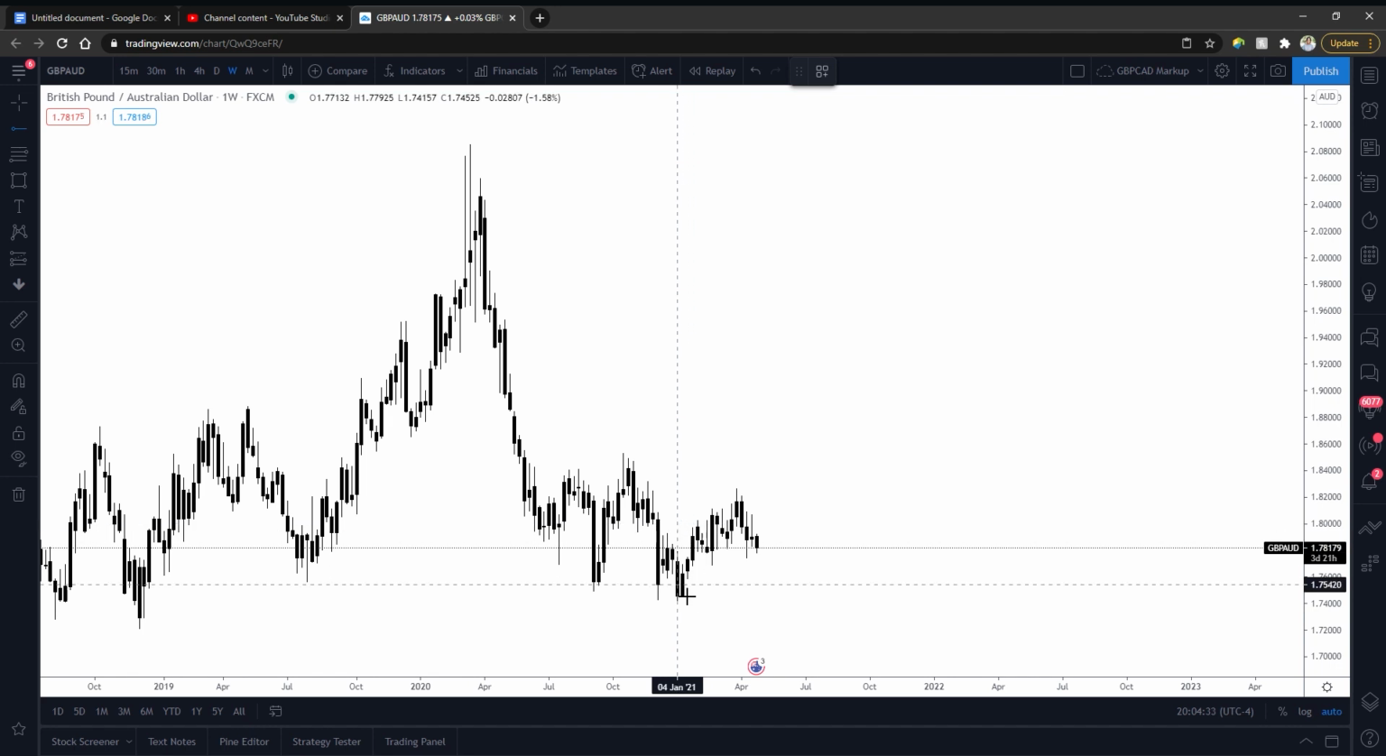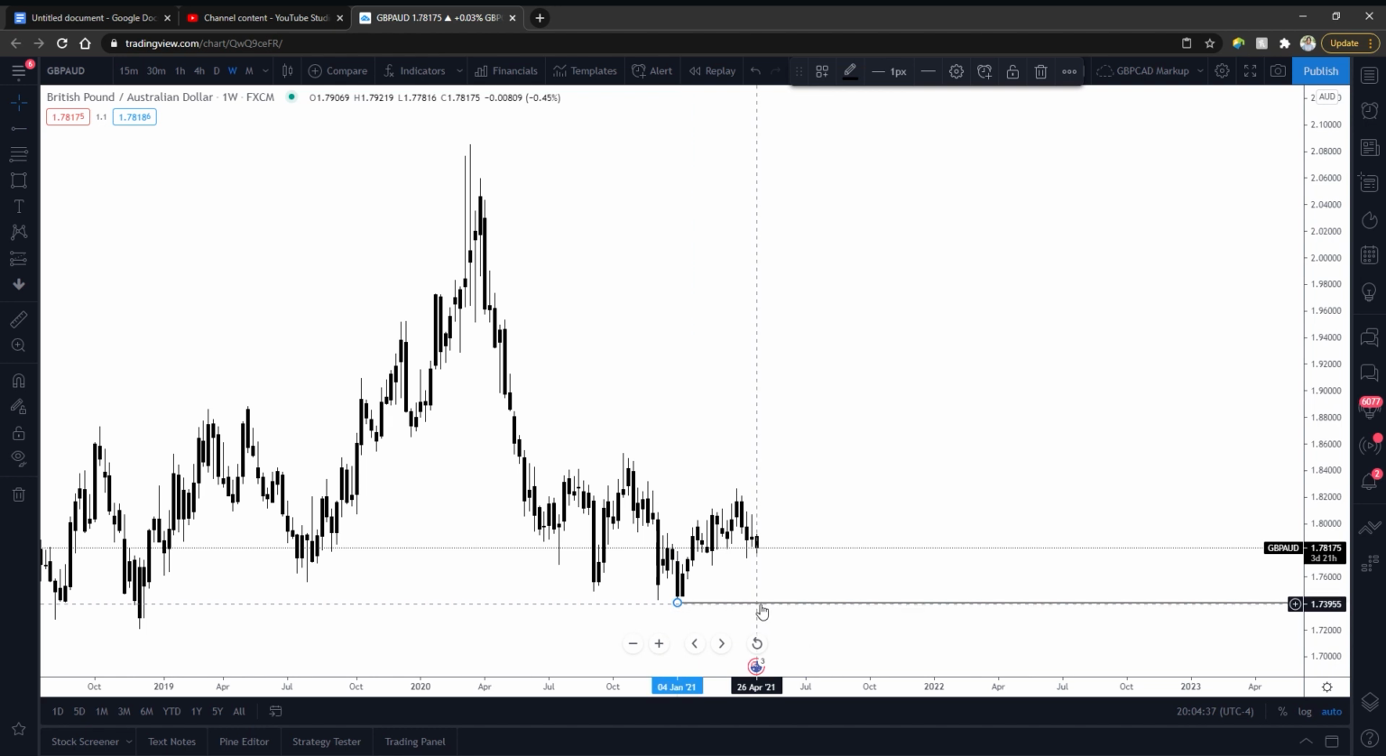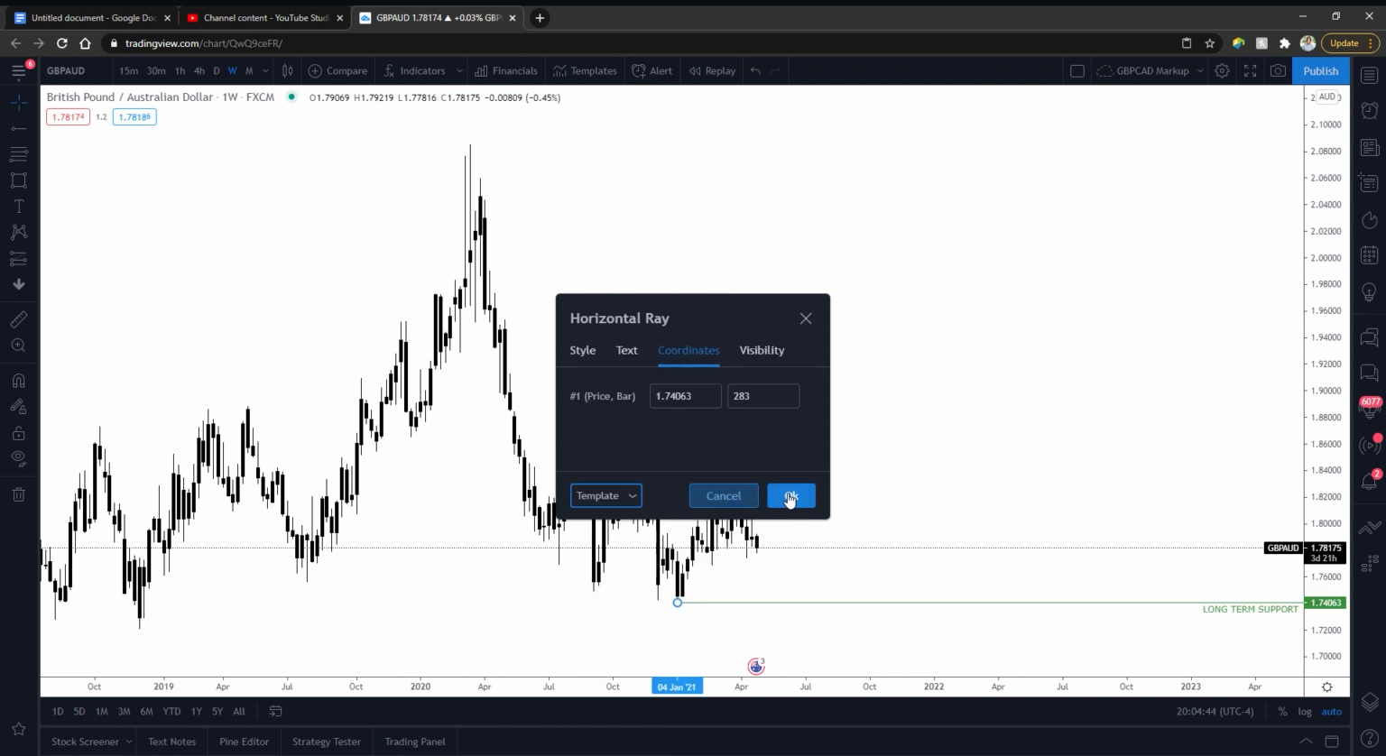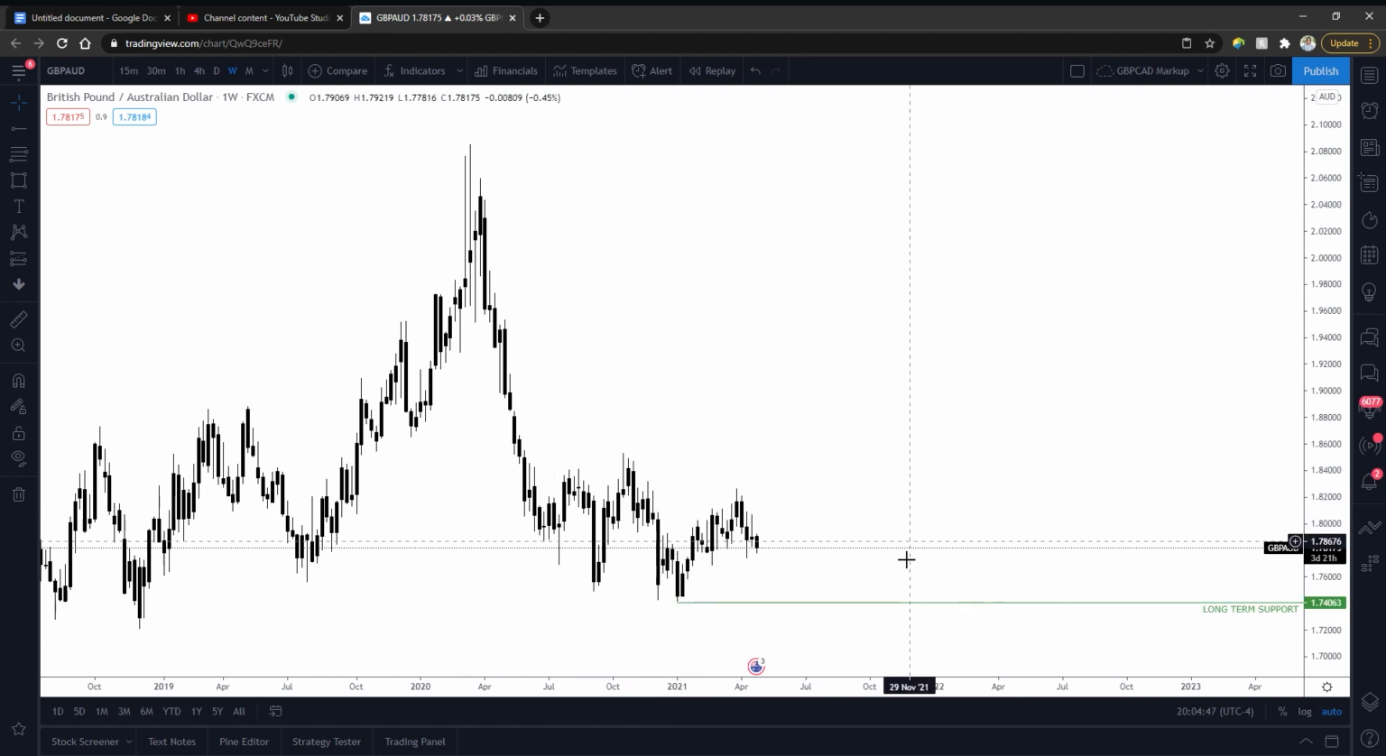So automatically I'm visually attracted to this area right here. And I've got a template saved. This is long-term support, and I've got it color coded so that I can easily check on the go where price might be, and I can react accordingly. So I chose this level because I have a low center point, which is right here, with two candles to the left that are higher, and two candles to the right that are higher. And so I've chosen this level.